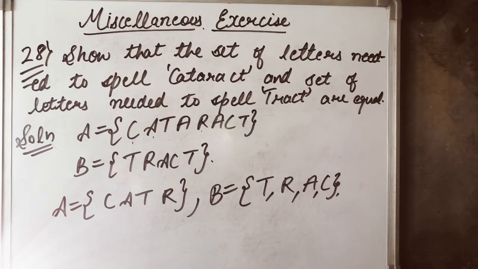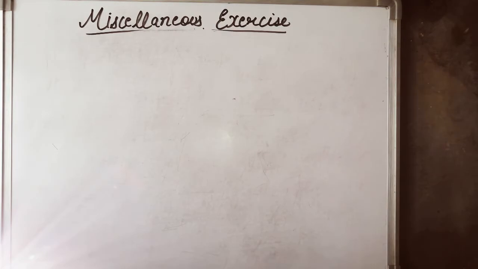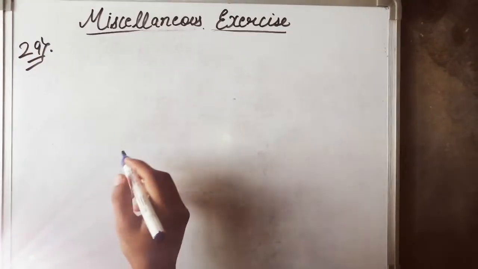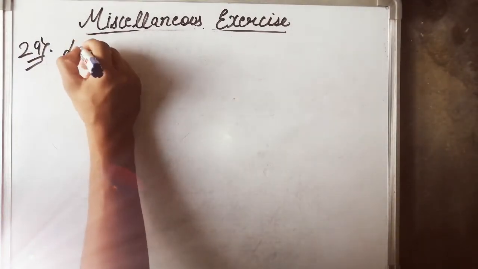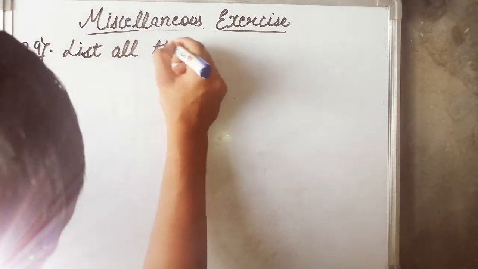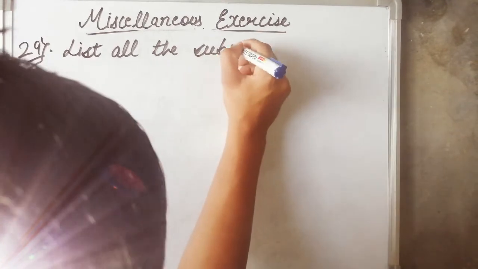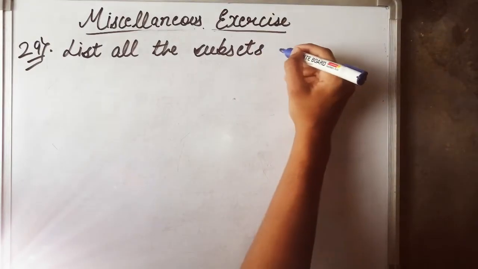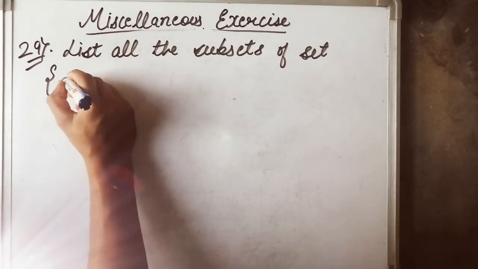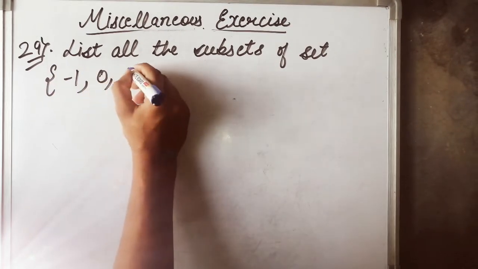Now let's move to the 29th example, but before that pause the video to note it down. Now let's talk about the 29th example, which is list all the subsets of set {-1, 0, 1}.